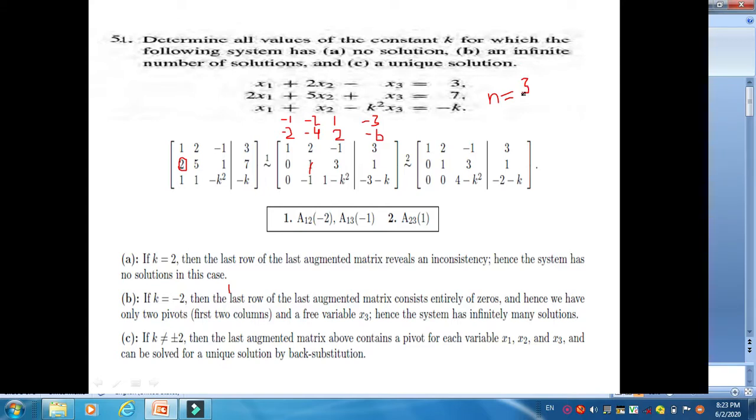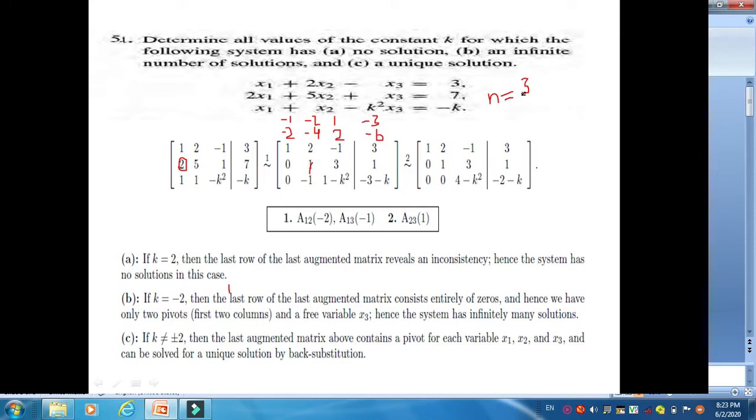So the number of unknowns is 3, right? The rank of the coefficient matrix must be equal to 2, and the rank of the augmented matrix must be equal to 2. So what value should be put here in order to get the rank of the augmented matrix equal to 2? If you plug in here the value k equal to minus 2.